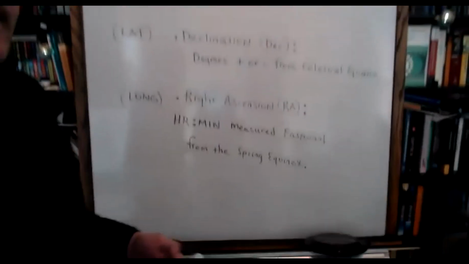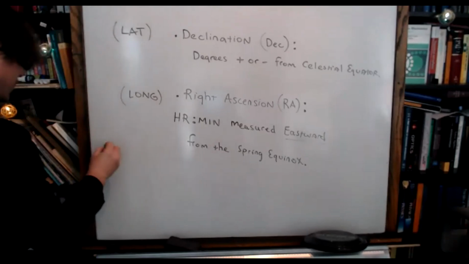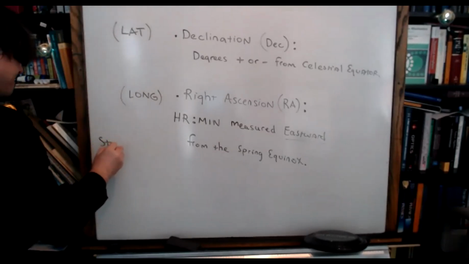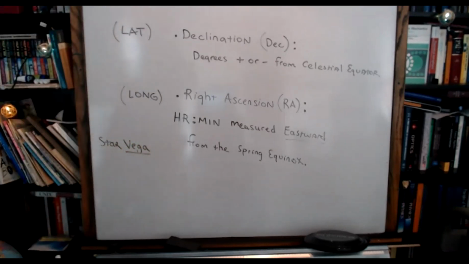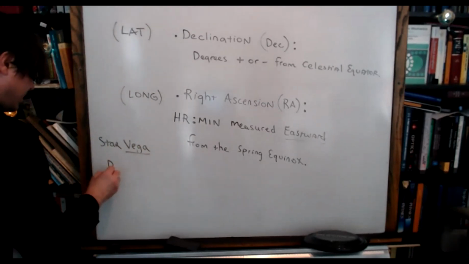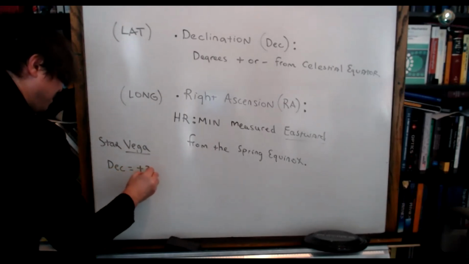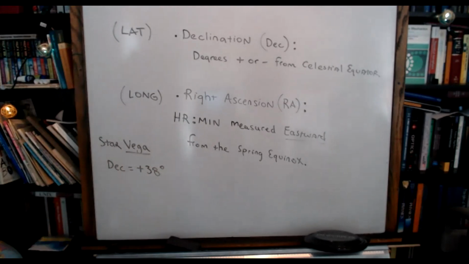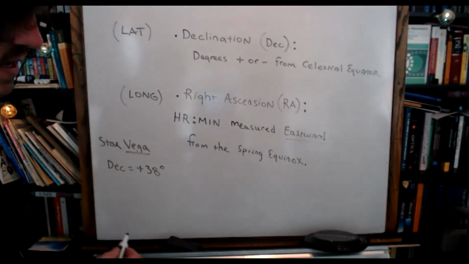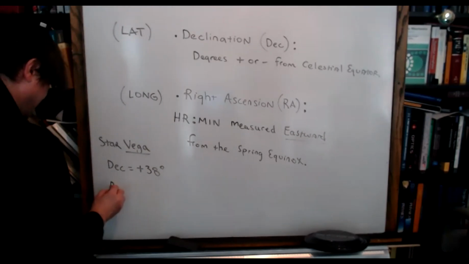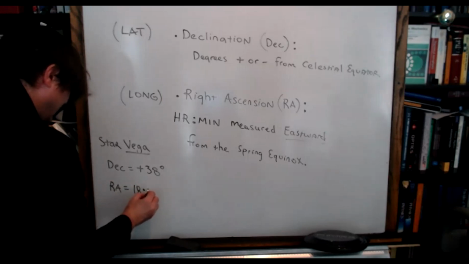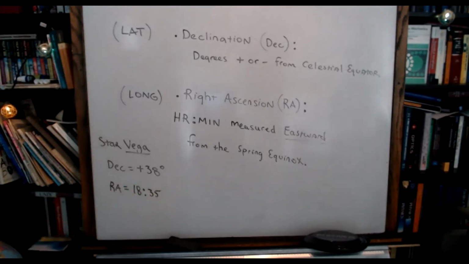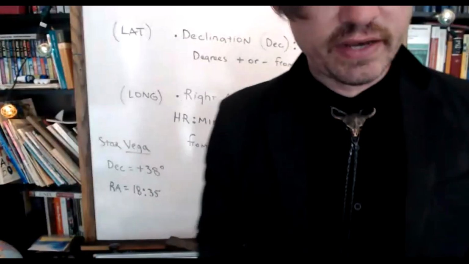For instance, let's take a famous star like Vega. This is in your homework. There's a famous star that's up in your nighttime sky during the summer called Vega. It has a declination of positive 38 degrees. And I think its right ascension is 18 hours and 15 minutes. No, sorry, 18 hours and 35 minutes. That's how you write right ascensions and declinations, just like that.